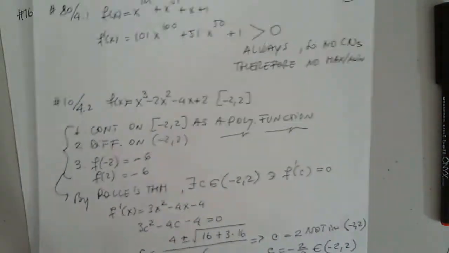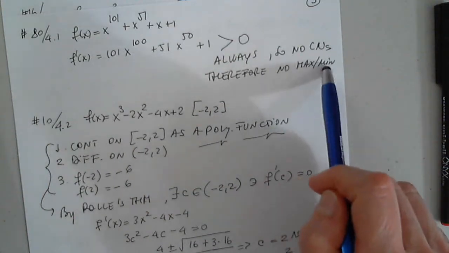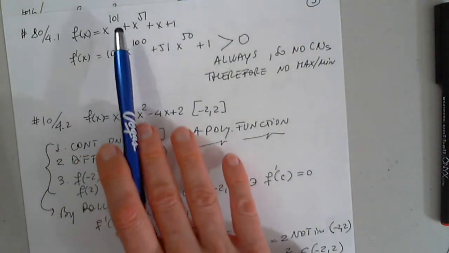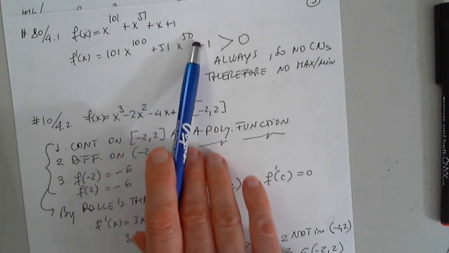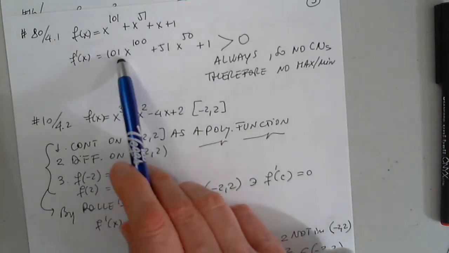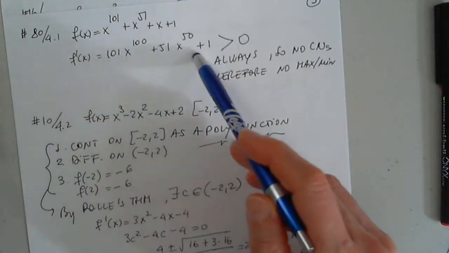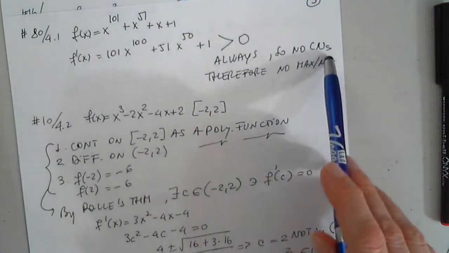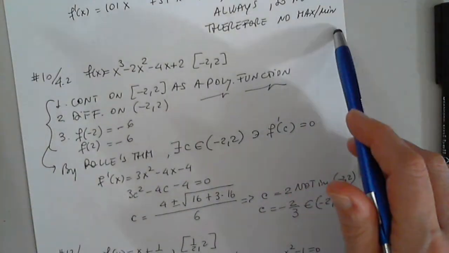Next problem was asking us to show that it does not have critical numbers, or doesn't have max min. When you differentiate the function, 101 times x to the 100 plus 51 x to the 50 plus 1, this will always be positive because the power is even. This is always greater than 0, so there are no critical numbers, and therefore no max min.